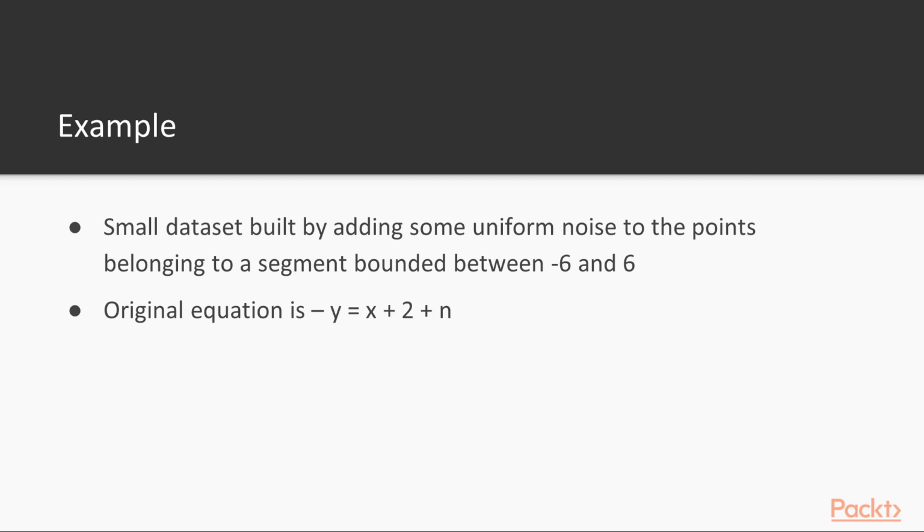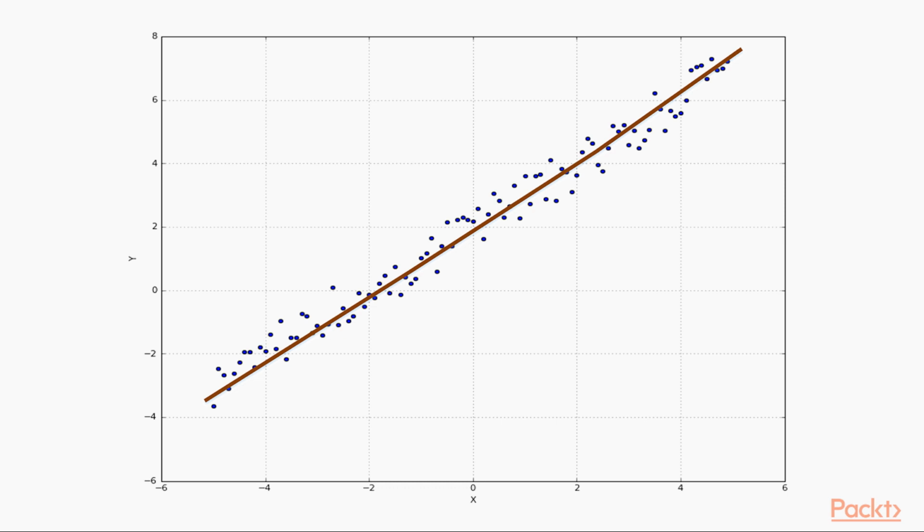Let's consider a small dataset built by adding some uniform noise to the points belonging to a segment bounded between -6 and 6. The original equation is y equals x plus 2 plus n, where n is a noise term. In the figure, there's a plot with a candidate regression function.